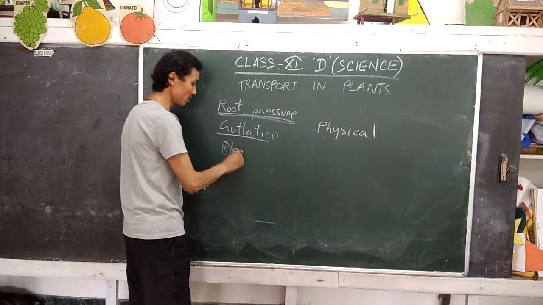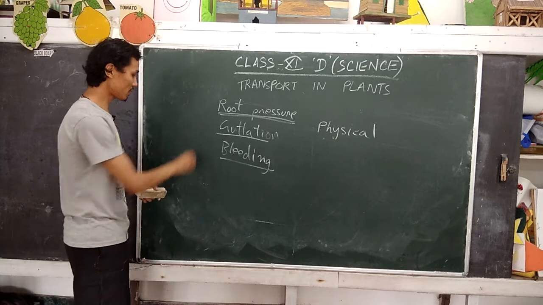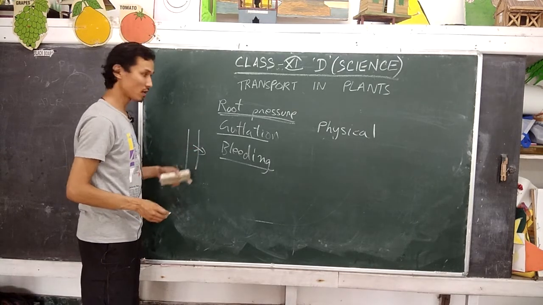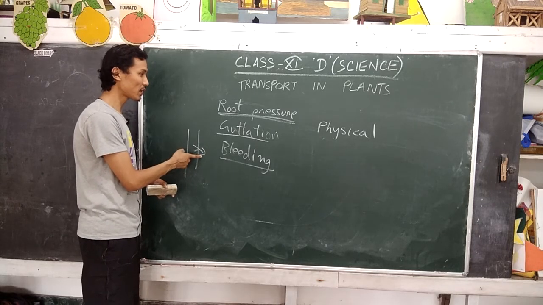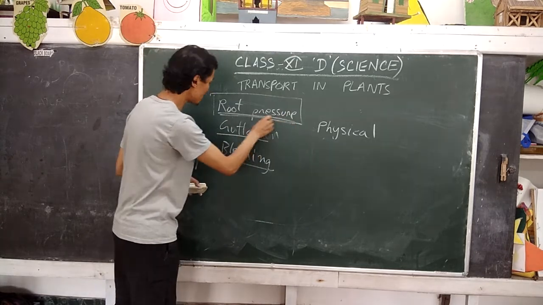Another process which you have heard of is bleeding. If you cut a stem, what do you observe? Sap starts to exude. Again, the exudation of sap due to an injury to the stem is also due to root pressure.